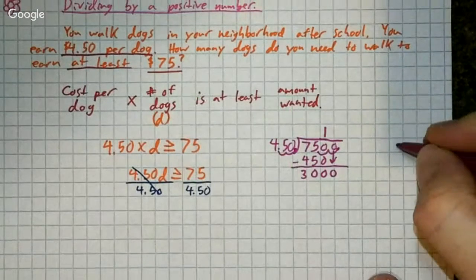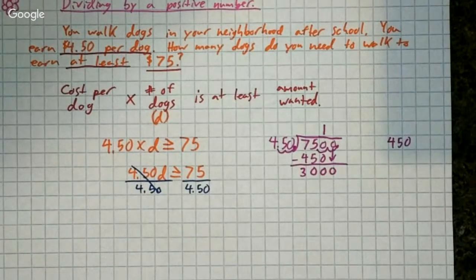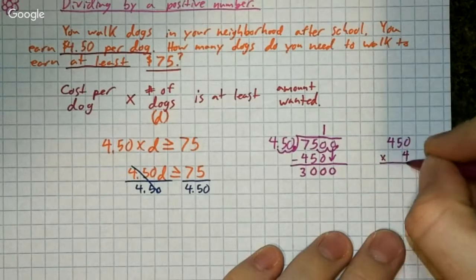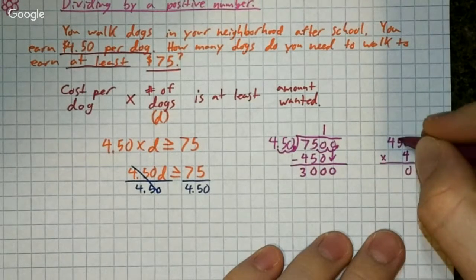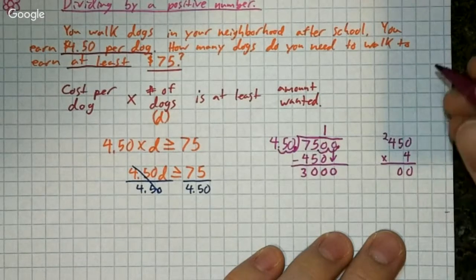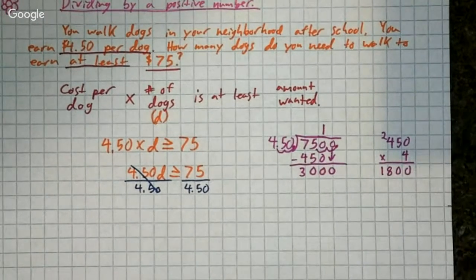So let's start by saying, 450. What would I multiply 450 by to get close to 3,000? Great thinking. We're going to multiply it by 4 first. 4 times 0 is 0. 4 times 5 is going to be 20. 4 times 4 is 16 plus 2 is 18. 1,800. Well, that's very low. We're going to have to go a little higher than that.